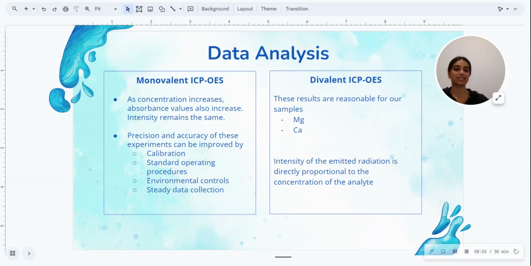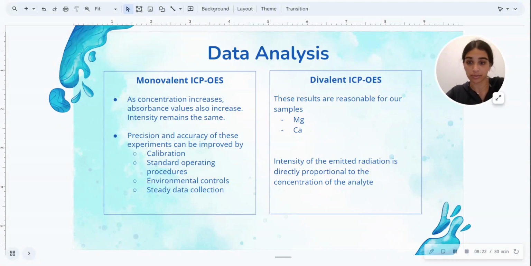So for the data analysis, I'm just going to be reiterating the data that Julia just explained to you. And so starting with the monovalent ICP-OES, as concentration increases, absorbance values also increase. So basically we see a direct relationship between the intensity and the concentration.